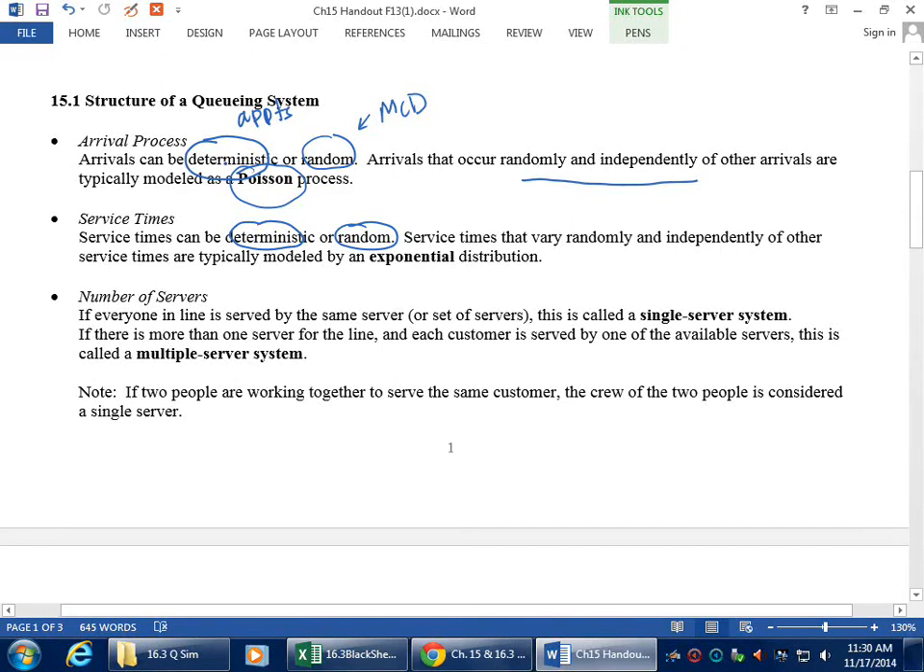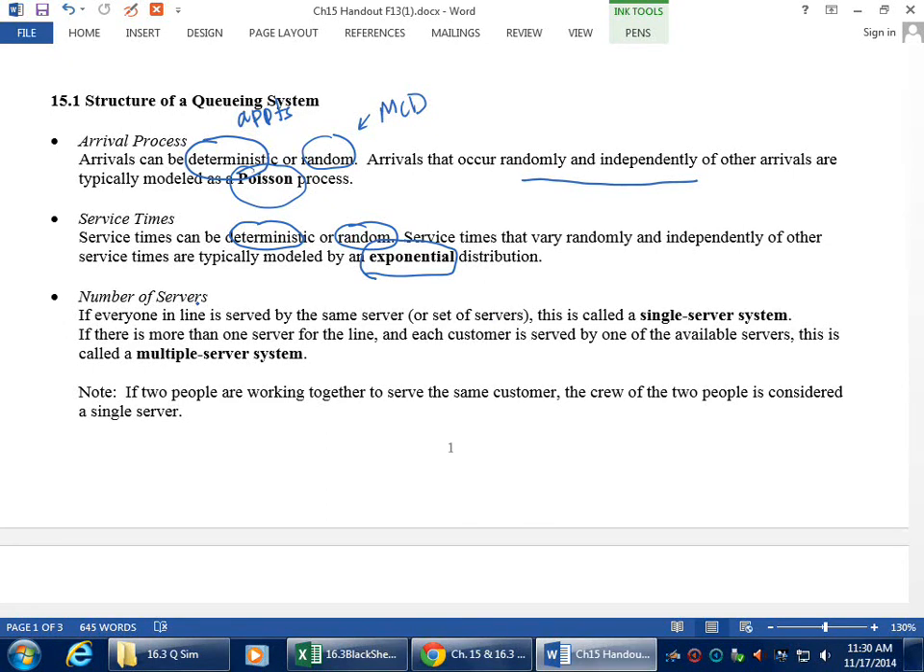So then, if you have random service, the service times are typically modeled by an exponential distribution. These are the terms that we're going to see in the problem statements, so you should know what they are. Another characteristic is how many servers, how many people are serving the customers. Are there 3 servers, 2 servers, 5 servers, or 1 server?